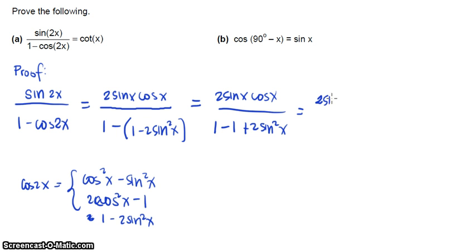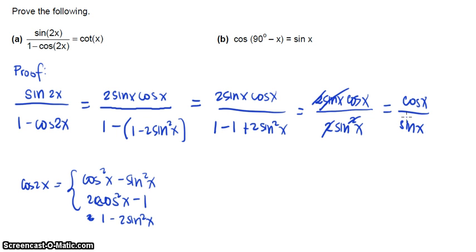So we now have 2 sine x cosine x over 1 minus 1 is 0, so you have 2 sine squared x in the denominator. You can cancel 2 and 2, since 2 divided by 2 is 1, and cancel one of the sines in the denominator. So you're left with cosine x over sine x. And we know that cosine x over sine x is equal to cotangent x. So we were able to show that this expression is equal to cotangent x. Therefore, we have proven that the two are identities. Okay?